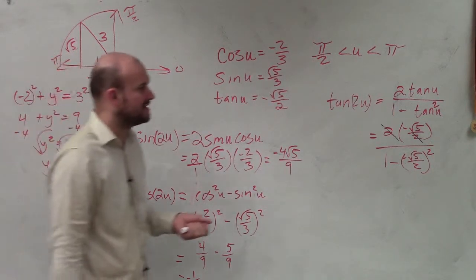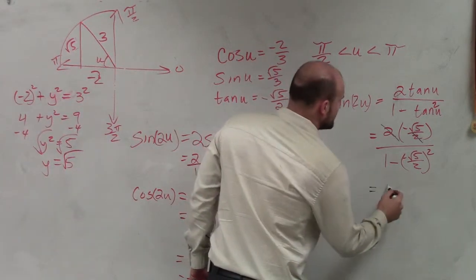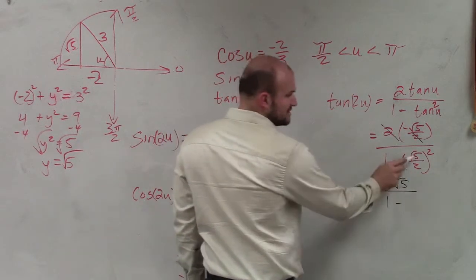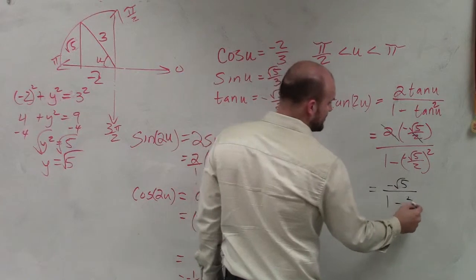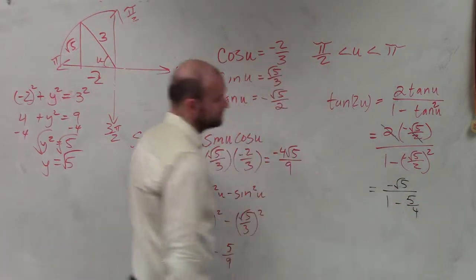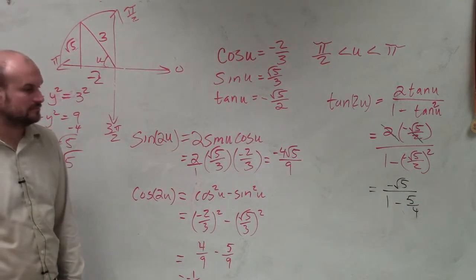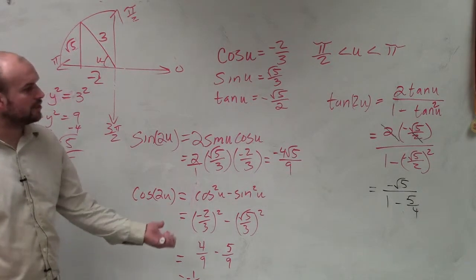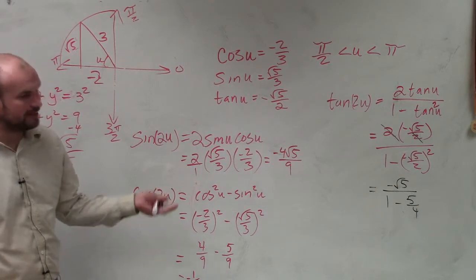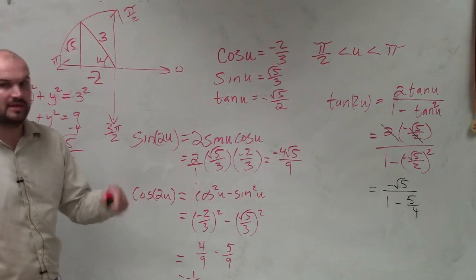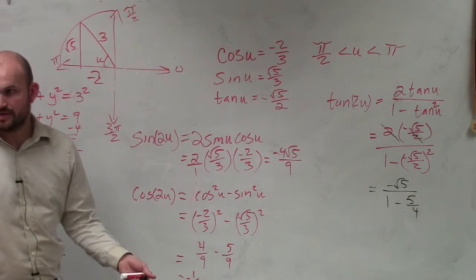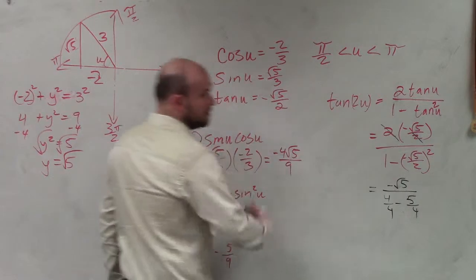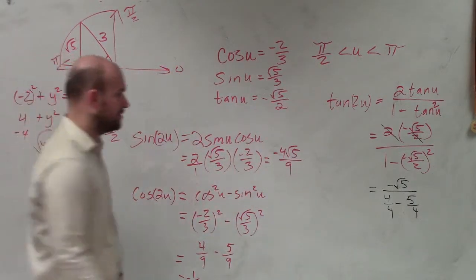And then what happens in my denominator? So it's negative square root of 5 divided by 1 minus, I square this, so the negative now becomes positive. So that's going to be 5/4. So 1 minus 5/4 is going to become a negative 1/4. Does everybody see that? You can also rewrite the 1 as 4 over 4, subtract them, and therefore it's a negative 1/4.